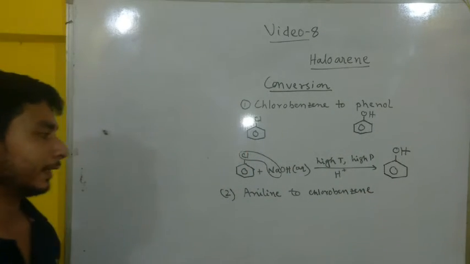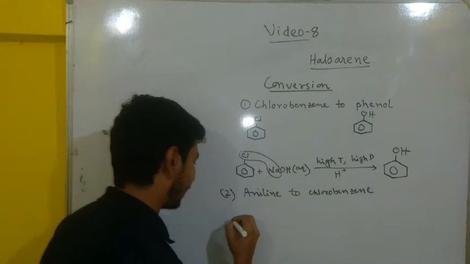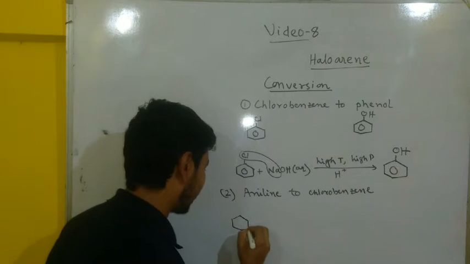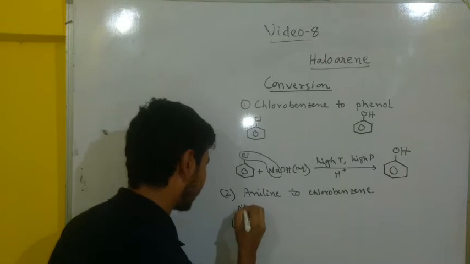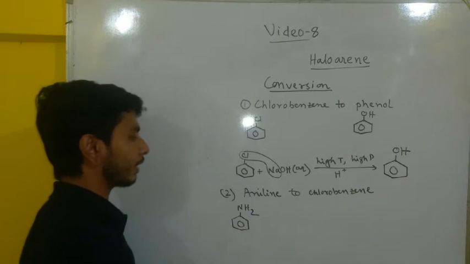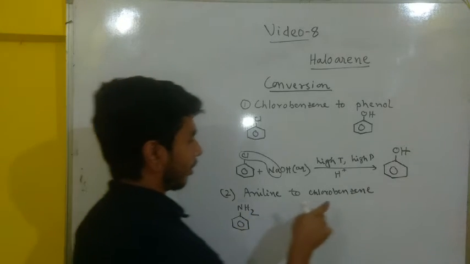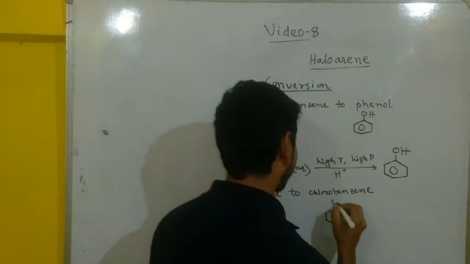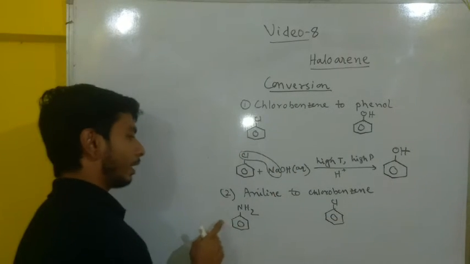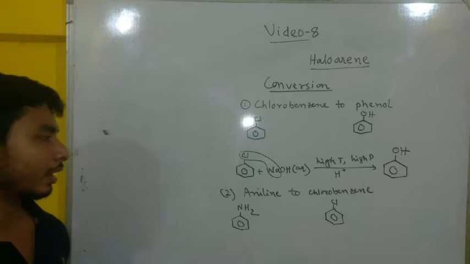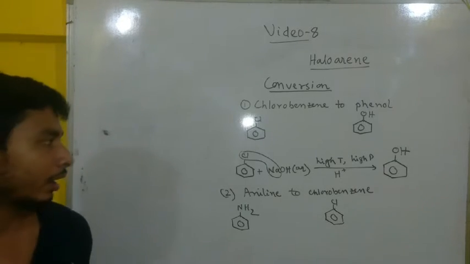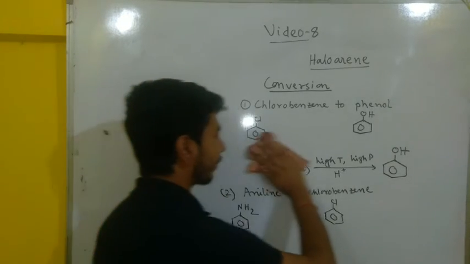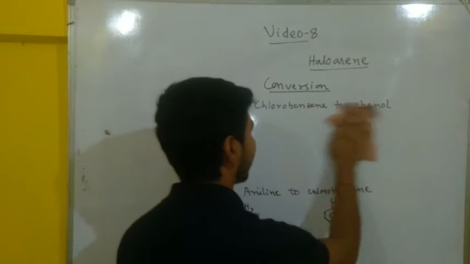Aniline to chlorobenzene. Aniline is benzene with NH2, and chlorobenzene is benzene with chlorine. So we have to convert aniline to chlorobenzene. How can we convert? Now go to the preparation of haloarenes.